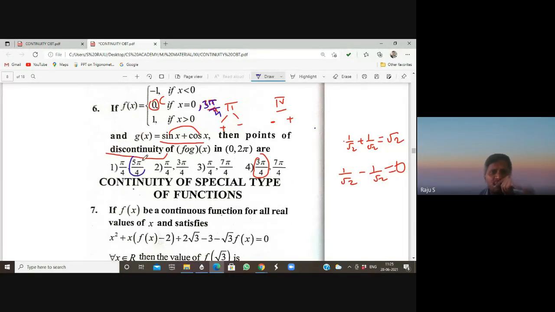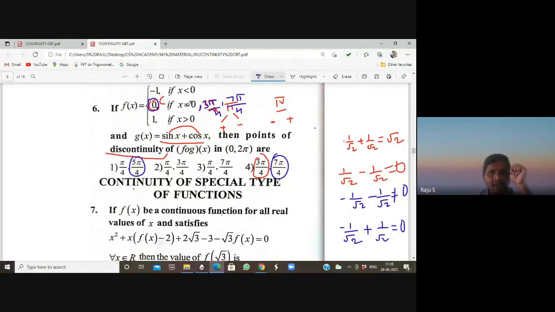Then for 5 pi by 4, what will happen? When you substitute 5 pi by 4, it is 225 degrees, third quadrant, sin is negative, minus 1 by root 2, minus 1 by root 2. It should not equal 0. Okay, fine. Then next, 7 pi by 4 is fourth quadrant. Sin is negative, minus 1 by root 2, plus cos is positive, plus 1 by root 2. So not only 3 pi by 4, at 7 pi by 4 also the function value becomes 0.